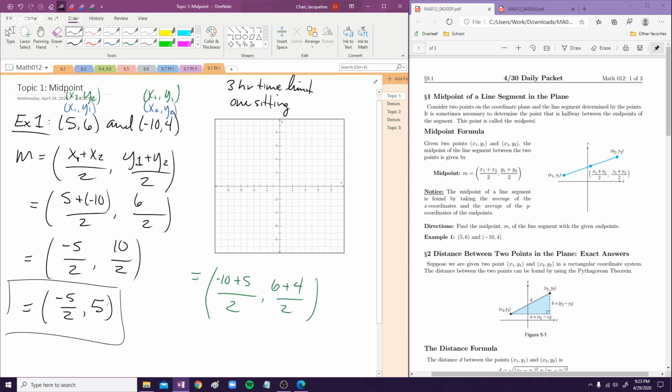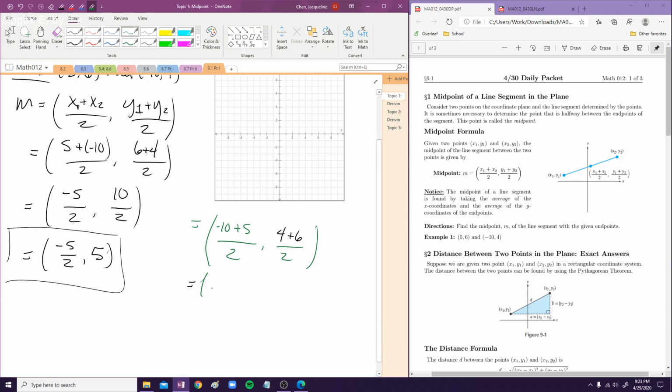Oh, okay. Apparently, I just can't read my own writing. Having these two on top of each other gets a little confusing. My bad. So y1 in this case will be 4, and x2 is 6, right? So let's continue. Negative 10 plus 5 is negative 5 over 2. 6 plus 4 is 10. 10 divided by 2 is 5. So as you can see, we get the same answer, right?